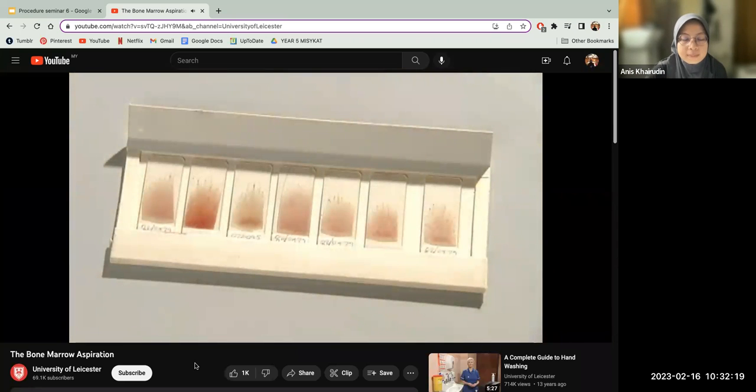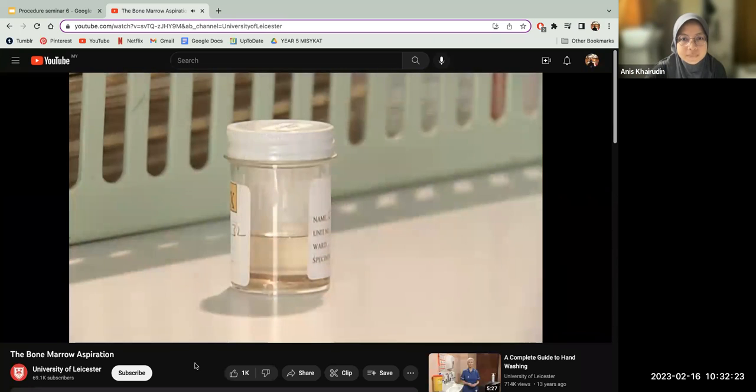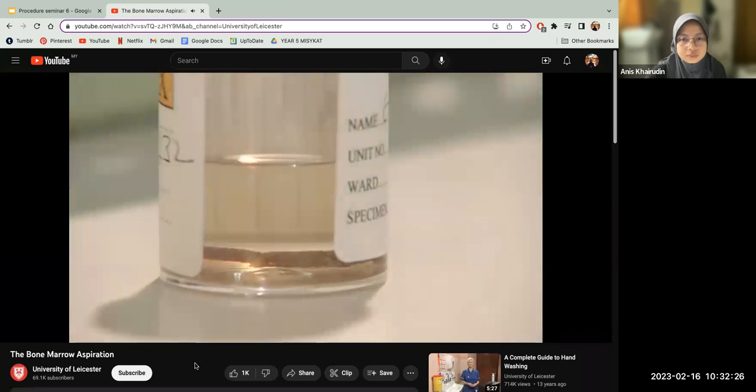The bone marrow aspiration and trephine biopsy is carried out as a day case, and the patient usually only requires 20 minutes rest before going home.